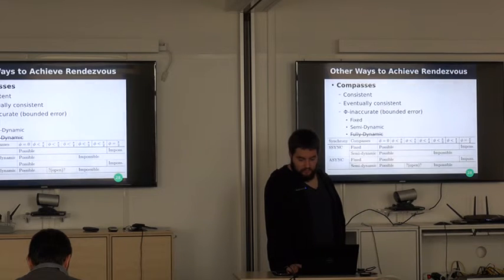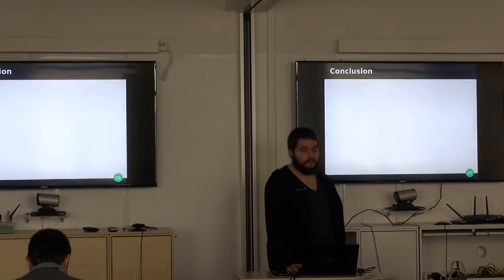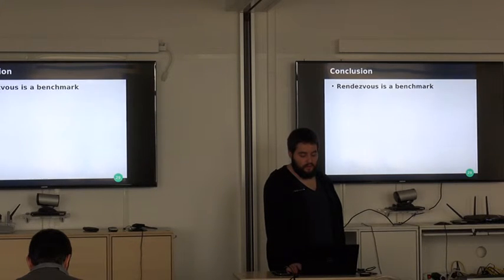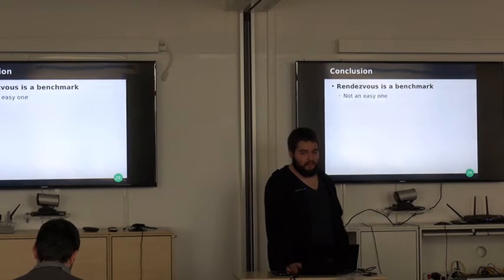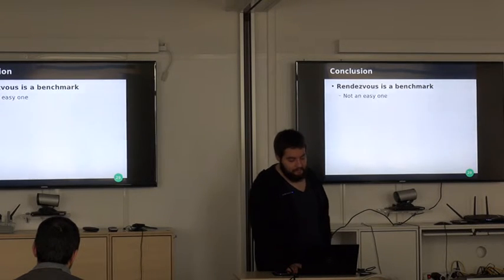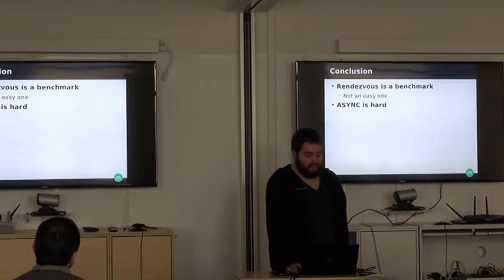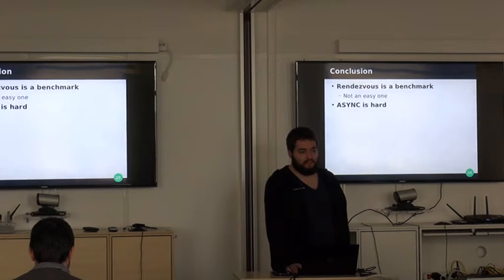So to conclude on rendezvous and two-robot gathering, it's essentially a benchmark. It's to show how difficult it is to achieve anything with this very simple robot model. It's not an easy benchmark. As we saw, we need pretty strong hypotheses to actually achieve things. We also saw that asynchronous is really hard.